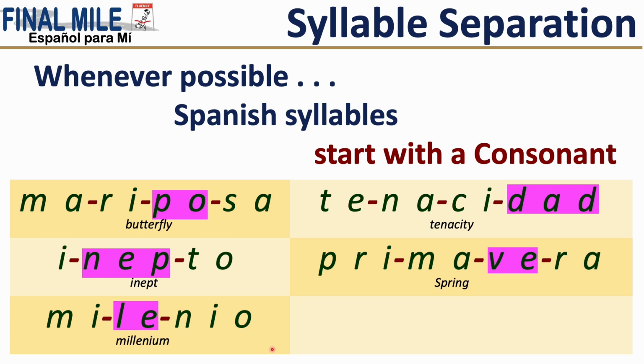So we are going to read this as milenio. Not mil, not millennial, okay? Millennial. You see where the accent just went away because we know how to separate the syllables in Spanish.